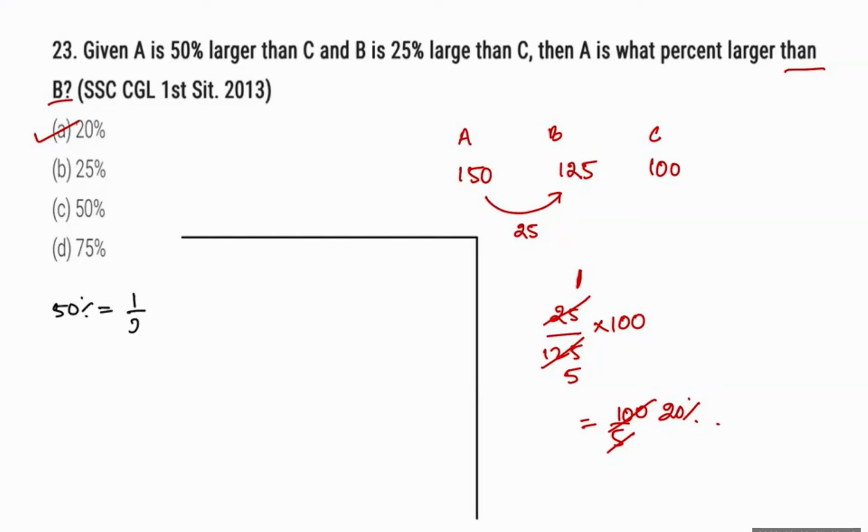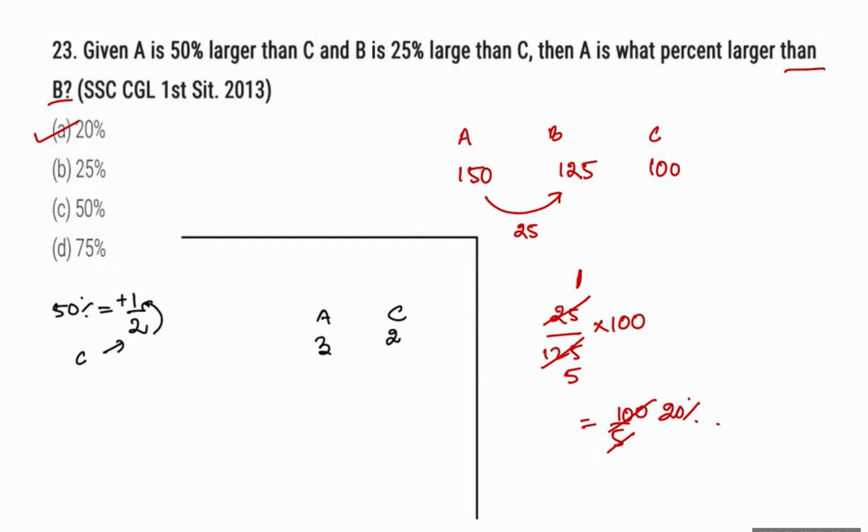50% is 1 by 2. So A is larger than C, compared to C. C is 2, and A is larger than 2 plus 1. So A is 3.